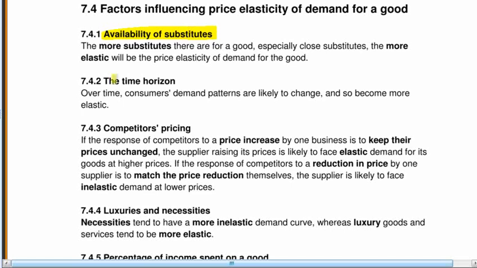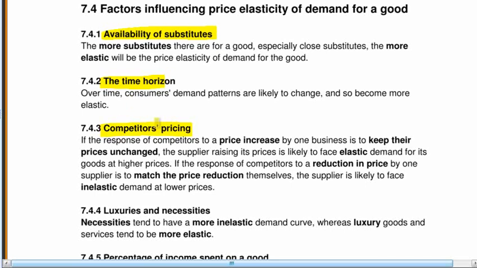The time horizon. As we've said, the longer the time period that you're considering, the more elastic the demand curve will be. In a very short space of time, it's difficult for buyers to adjust their habits. They might not even notice the price has gone up. It might take a little while to respond. But the longer the time horizon, the more elastic the demand curve will be.